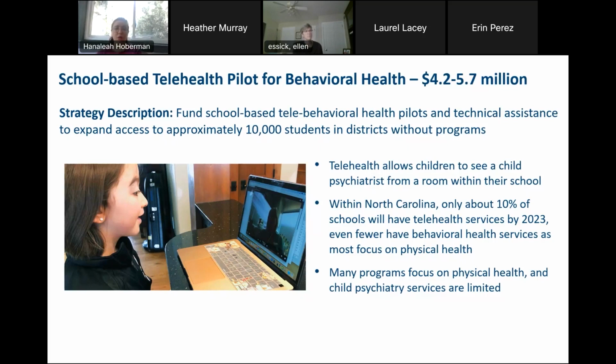And so we know that these telebehavioral health services really work, but very few schools currently have access to them. Only about 10% of schools in North Carolina, we estimate, will actually have telebehavioral health services in 2023. There are a number of other programs that focus on physical health, but the child psychiatry services and child therapy services are very limited in our schools.